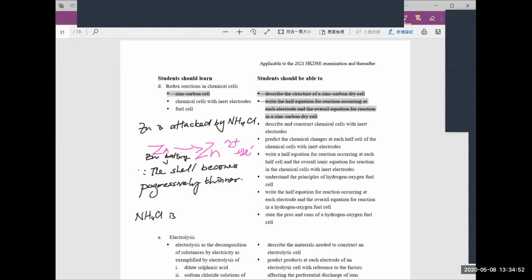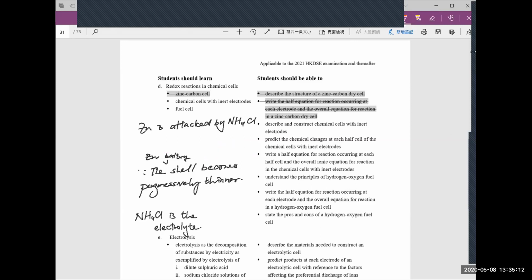Now, this is the question we have just talked about for a long time. Ammonium chloride is the electrolyte. The correct choice is B, not A, it's B.